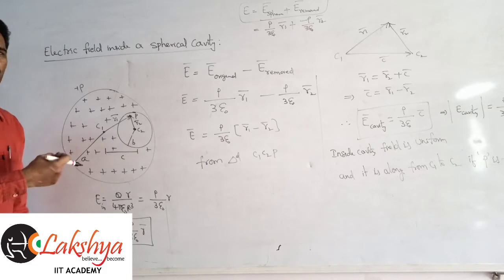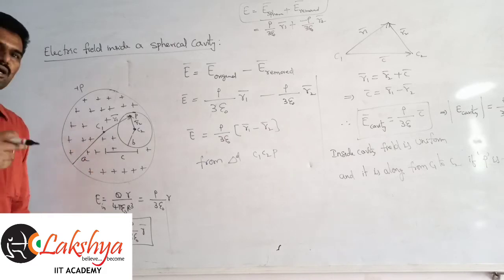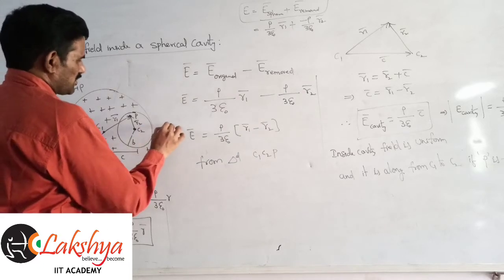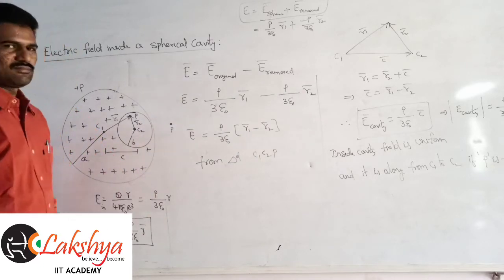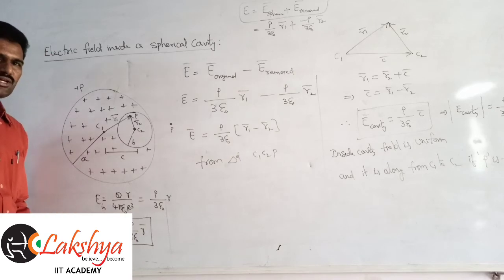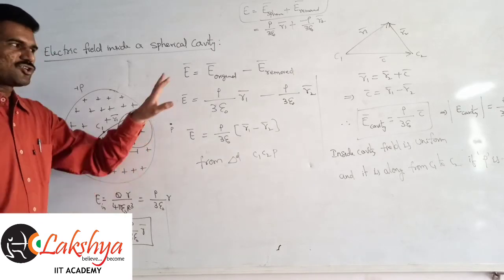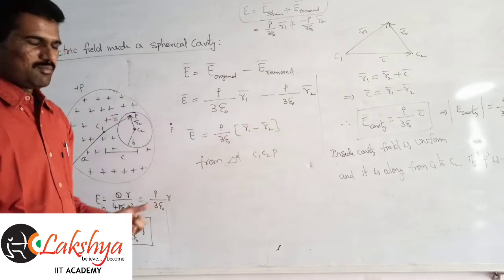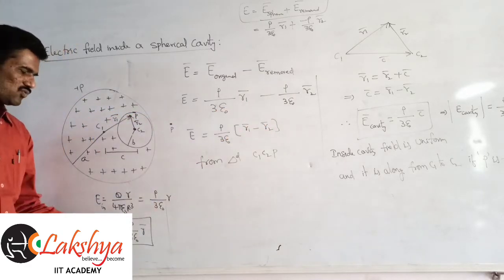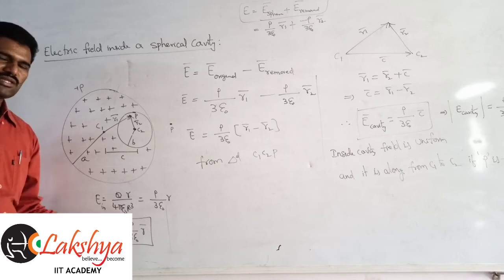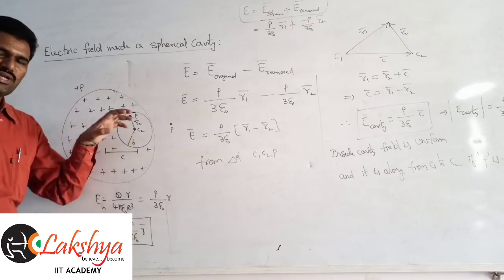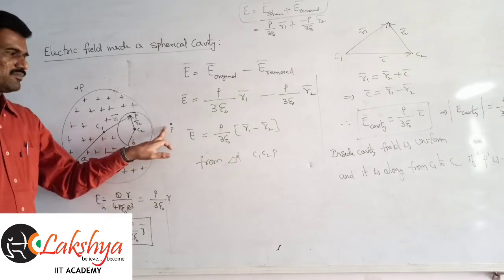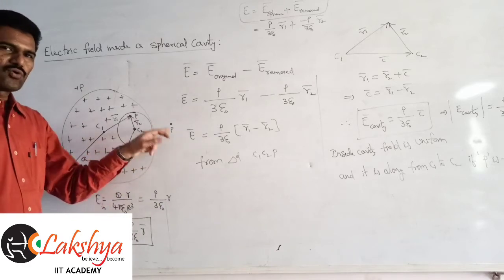Even if they ask outside the cavity or outside the sphere, our calculation will be the same. Suppose they are asking at this point here. Even if they ask outside, our calculation procedure will be different, but these two expressions are not valid, because this expression is valid only inside. This rho by 3 epsilon naught into R you can write only inside the sphere. You can't write it for the outside, because if you consider a point P outside, this point is outside for both the cavity as well as the original sphere.